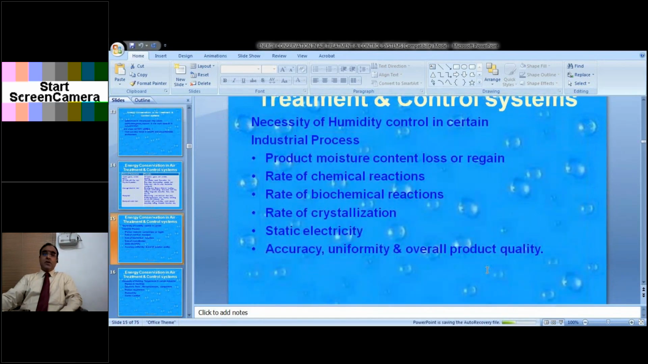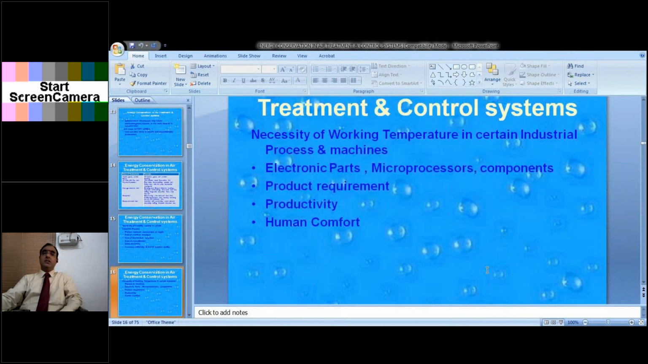So what is the necessity for the humidity control in the industrial process? Industrial process, I consider the manufacturing process of any industry. So product moisture content loss or gain is there, rate of chemical reactions, rate of biochemical reactions, then the rate of crystallization, static electricity, accuracy, uniformity, and overall product quality. All of these, humidity control will help in.